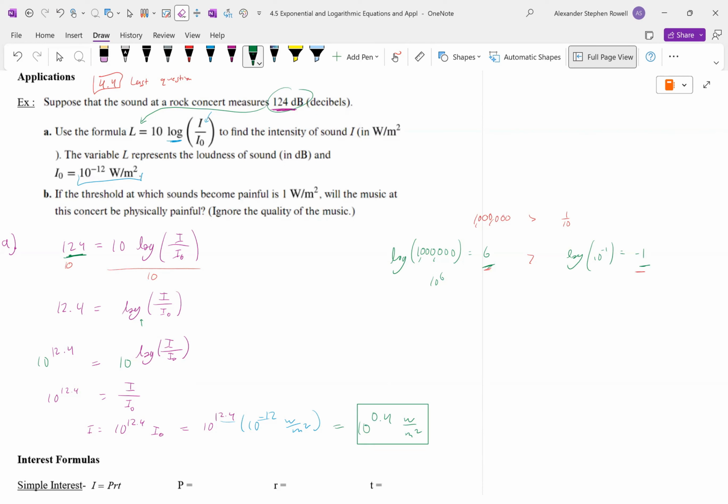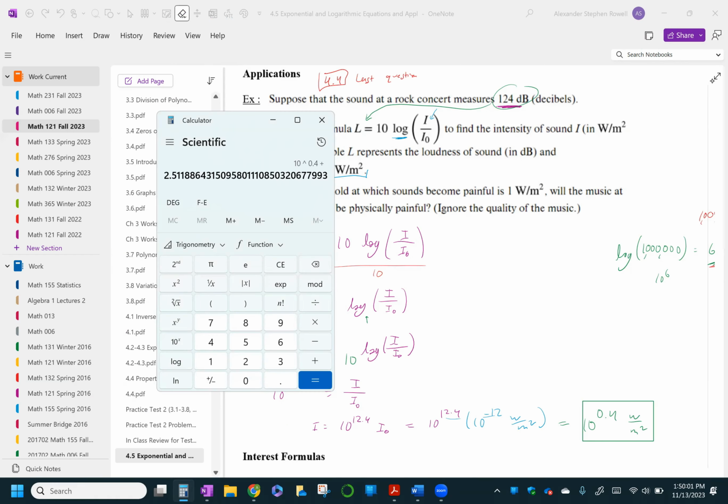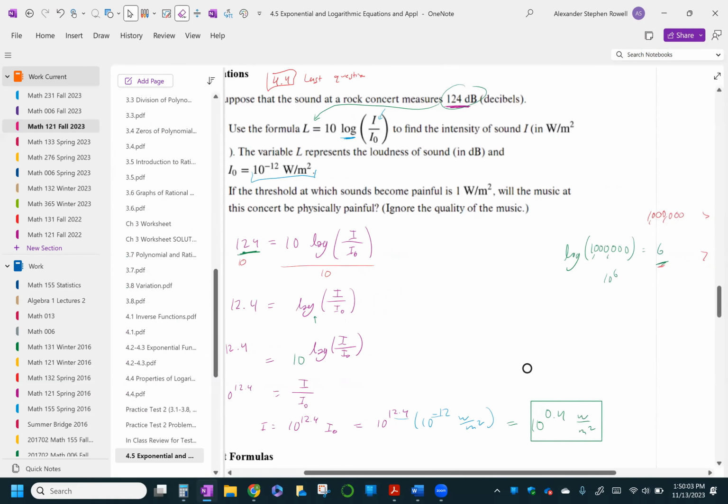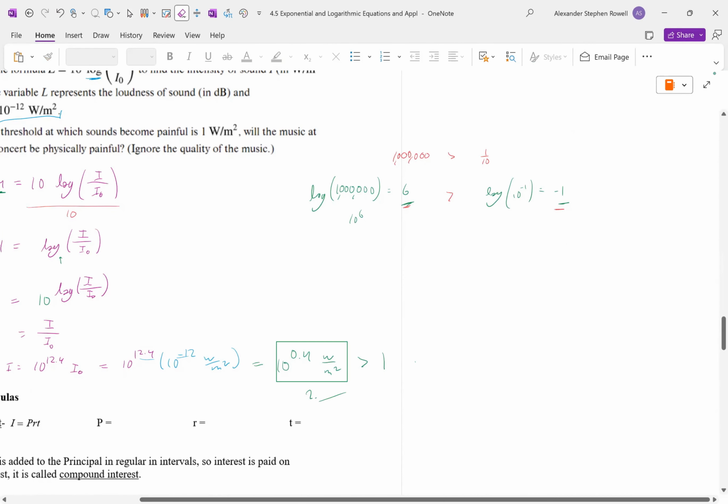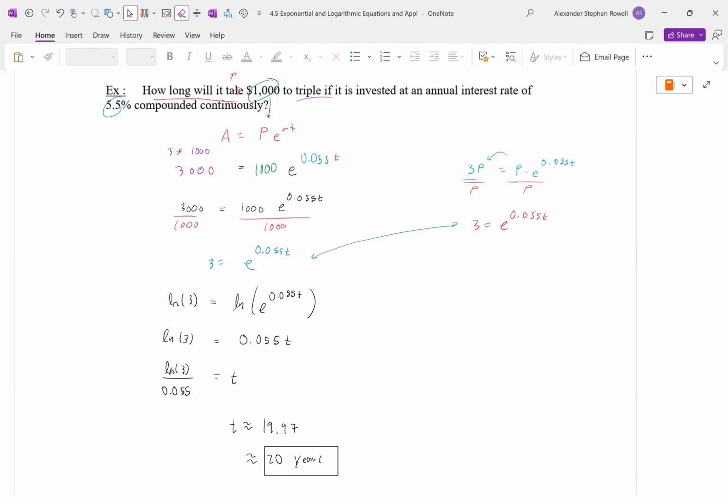If the threshold at which sound becomes painful is 1 unit of W over M squared, will the music at this concert be physically painful? Is this greater than 1 or less than 1? Greater than 1. So yes, it will be painful. 2 point something. Painful. Take earplugs.